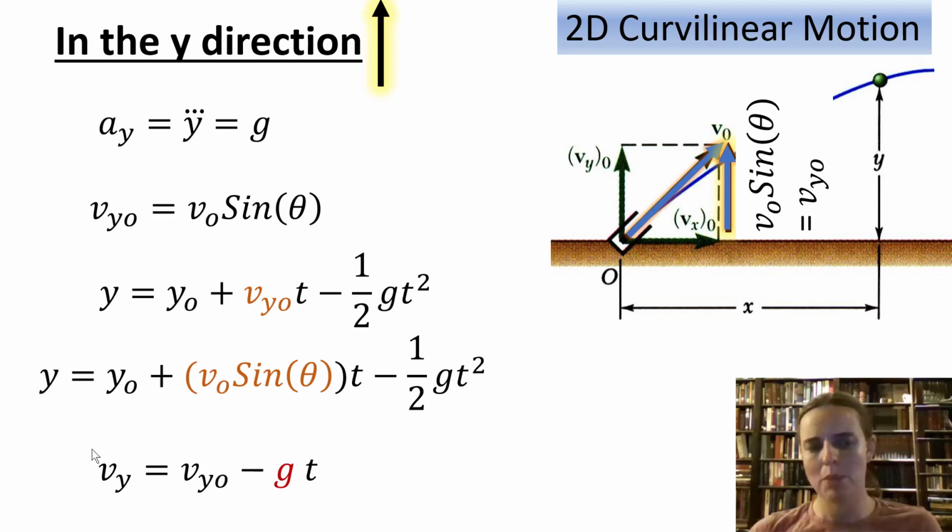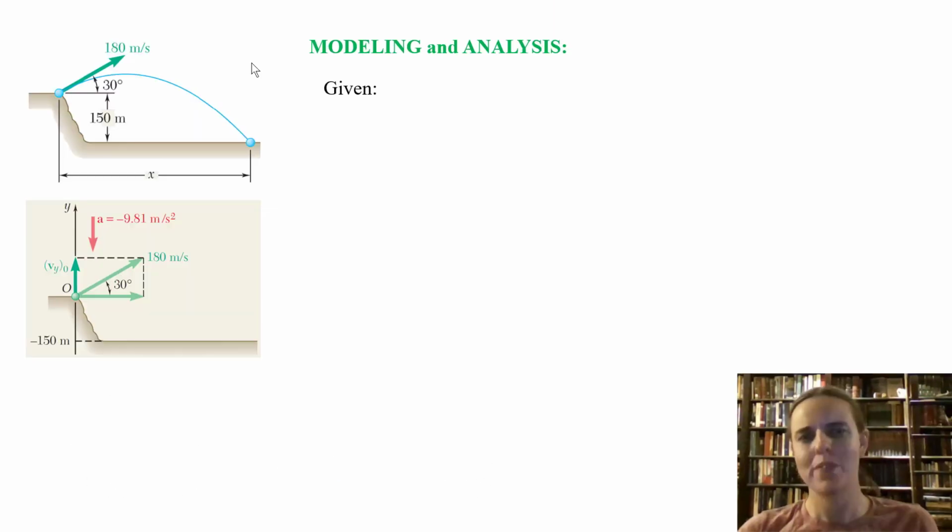We can also grab some other constant acceleration equations here. So v equals v naught minus gt. So there's how our velocity is changing.